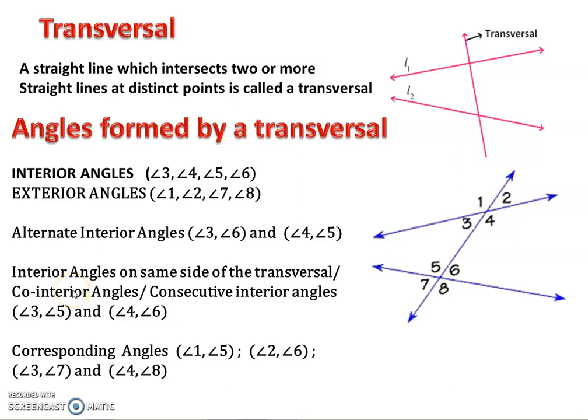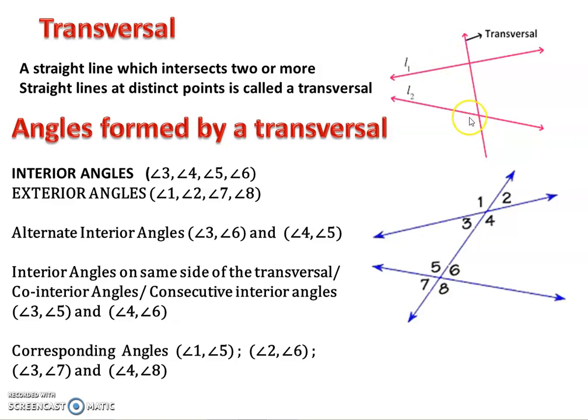So before beginning with the next exercise, a few terms that you should be familiar with, which we will be using in the next exercise. First is transversal. Now, a transversal is a straight line which intersects two or more straight lines at distinct points. So, this is the example of a transversal. There are two lines L1 and L2 and a line which is cutting both of them at two distinct points. So, this will be a transversal line.